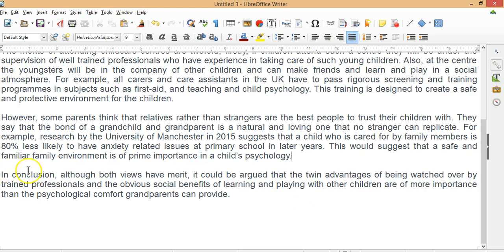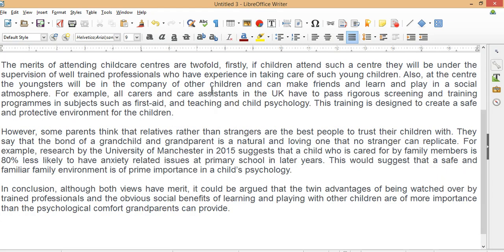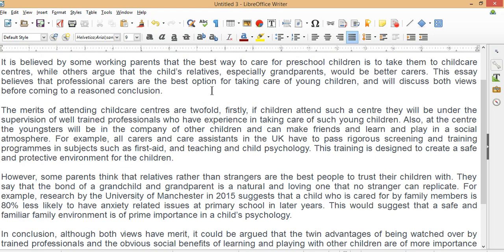Okay, so in conclusion, although both views have merit, it could be argued that the twin advantages, being watched over by trained professionals and the obvious social benefits of learning and playing with other children, are of more importance than the psychological comfort grandparents can provide. So I'm not claiming that this is the best example. I wrote it under pressure, same as people that are taking the exam do. So it isn't perfect, no, but it's got a logic. It flows. It's got a progression. This leads to this, leads to this, leads to that.